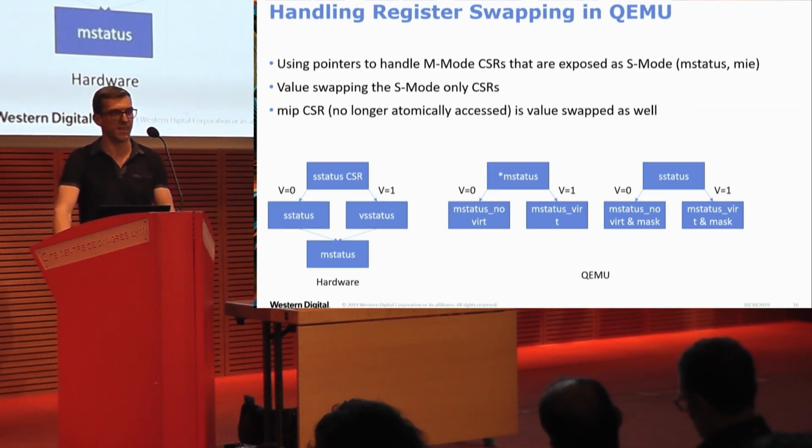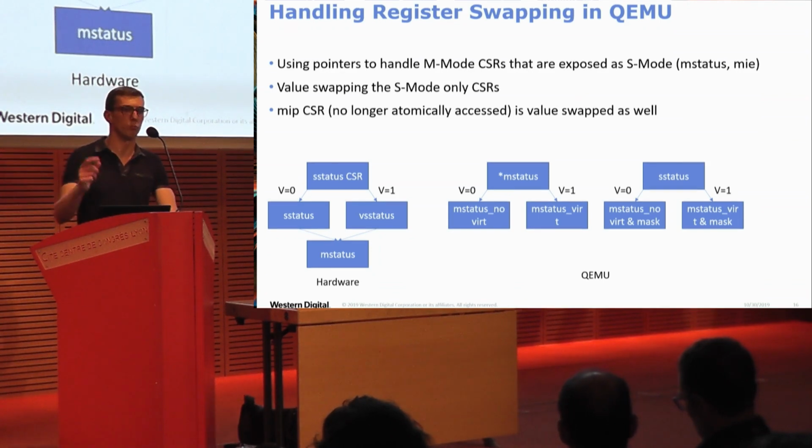And if you access S status, it's the same thing, but just masked out. So this is different to the other implementations in QEMU, which have arrays and then access indices in the arrays. So if you're not virtualized or virtualized, you access the 0th or the 1st or whatever index.